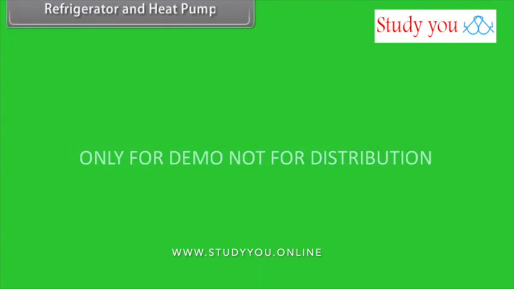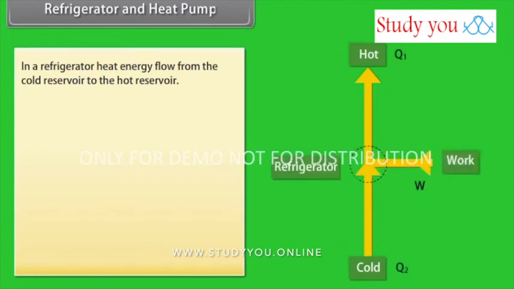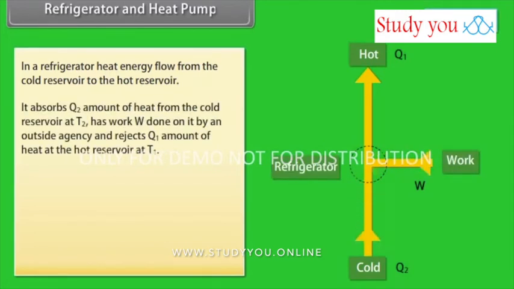Refrigerator and heat pump. In a refrigerator, heat energy flows from the cold reservoir to the hot reservoir. It absorbs Q2 amount of heat from the cold reservoir at T2, has work W done on it by an outside agency, and rejects Q1 amount of heat at the hot reservoir at T1. The system is run by an outside energy source.